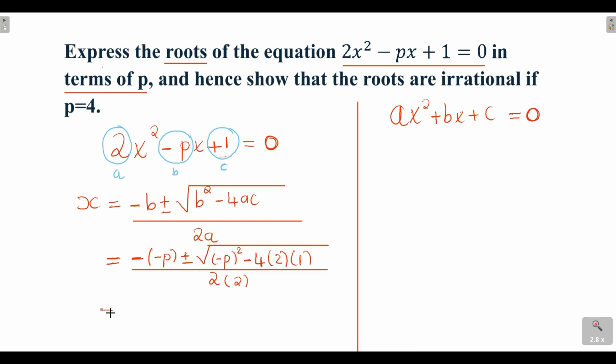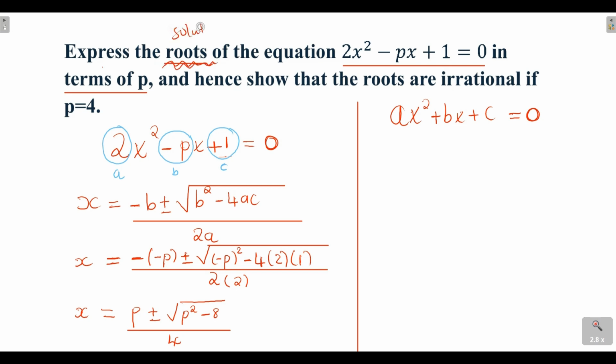So to simplify this further, minus times a minus is a positive p. So we're going to have a positive p plus or minus negative p all squared. That is going to just give us a positive p squared, right? Negative 4 times 2 is a negative 8, all over 2 times 2 is 4. So now, do you see that we've now expressed the roots? We've found the solution, right?